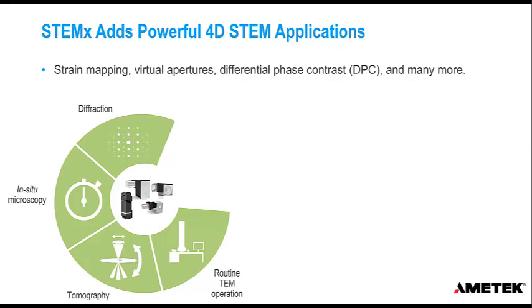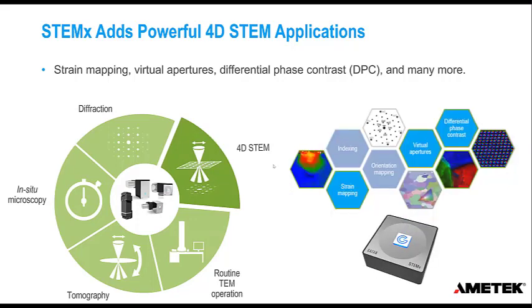So with these cameras, you can do regular TEM experiments, diffraction imaging, in situ microscopy, and tomography. And with the STEMX, you add the 4D STEM capability to your existing cameras. And what that means is you can do applications like strain mapping, virtual imaging, differential phase contrast imaging, orientation mapping, and many more different types of applications.